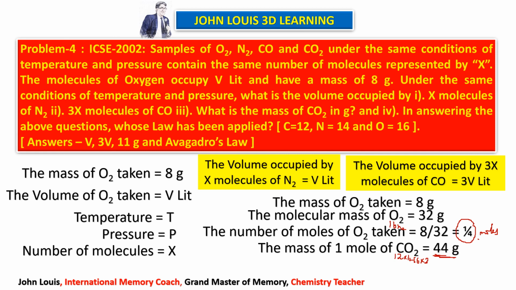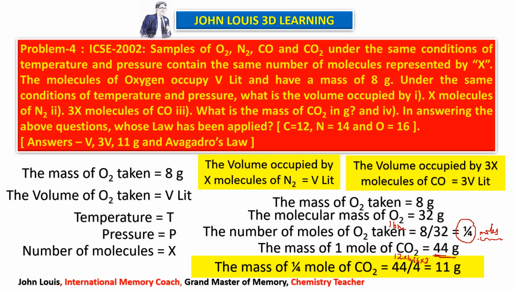Okay, therefore, what is the number of moles of oxygen? 1 by 4 moles. Therefore, the number of carbon dioxide moles also will be 1 by 4. What is the mass of 1 by 4 mole of carbon dioxide? That will be equal to 44 divided by 4, that is equal to 11 grams. Therefore, the mass of carbon dioxide is equal to 11 grams.